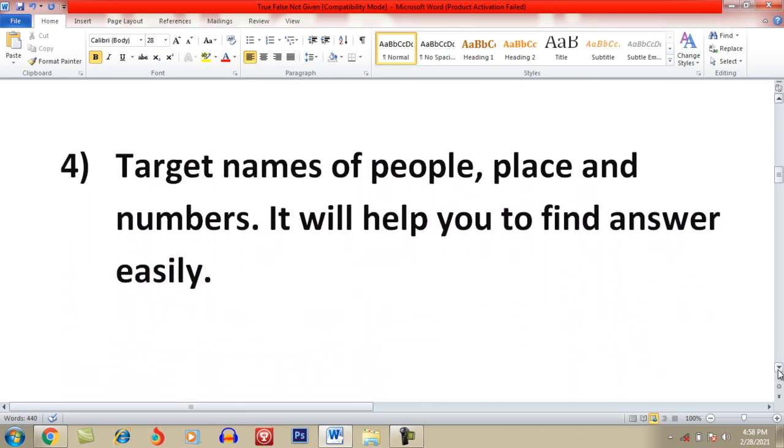Whenever you are dealing with true, false and not given, target names of people, places and numbers. Whenever you are reading paragraphs or questions, in both you should target names, numbers and place names, so it will help you find the answers in a short span of time.